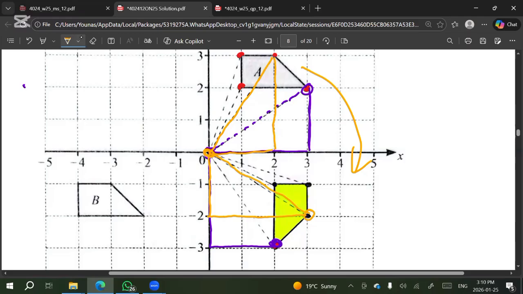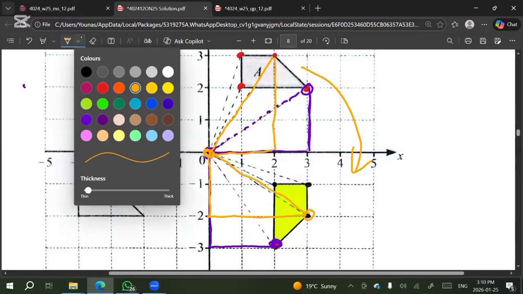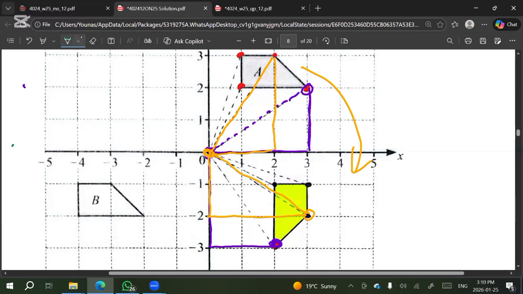In the same way, I can do another one. Let me use the green color. Suppose I move this one. This is my center of rotation. So this is 1 step here, 1 step here. So this is a triangle.